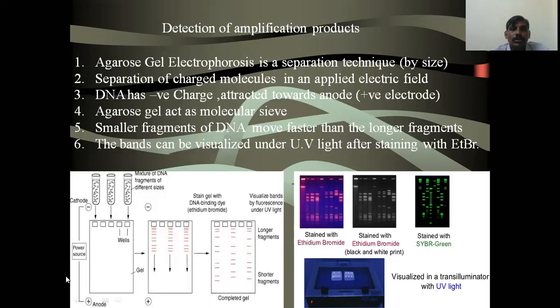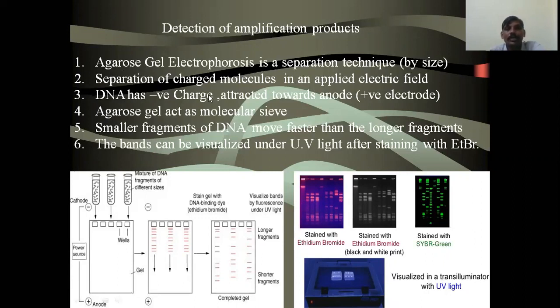In this technique, charged molecules are separated by size under the influence of an external electric field. First, prepare the sample and make the agarose gel, insert the DNA into the gel, run the gel, and analyze the gel. So the separation of charged molecules in an applied electric field is nothing but gel electrophoresis. Agarose is a purified form of agar, which is extracted from red seaweeds like Gelidium and Gracilaria.